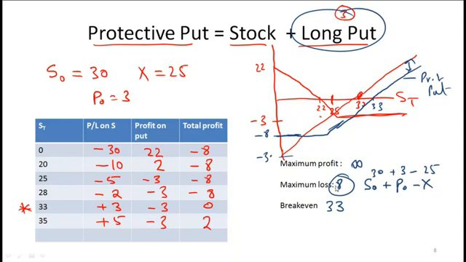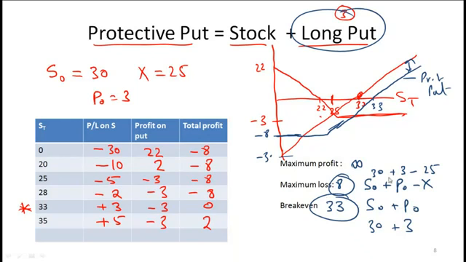And the break-even point is S naught plus P naught. S naught in our example was 30 plus P naught is how much we spent on the put option, which is 3. So 30 and 3 gives us 33.